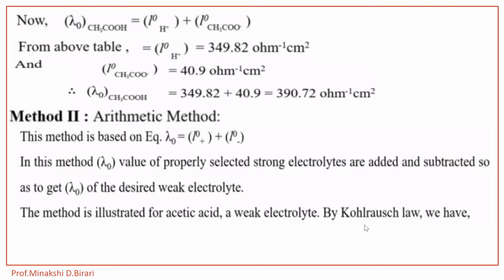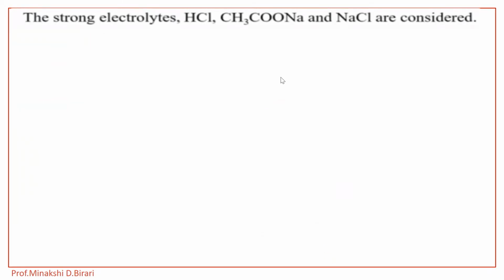By Kohlrausch's law we have lambda 0 of acetic acid is equal to lambda 0 of H plus plus lambda 0 of CH3COO minus. Again here these two values for cation and anion. We have the equation by Kohlrausch's law. Lambda 0 of CH3COOH is equal to lambda 0 of H plus plus lambda 0 of CH3COO minus. The strong electrolytes HCl, CH3COONa, that is sodium acetate, and NaCl are considered.